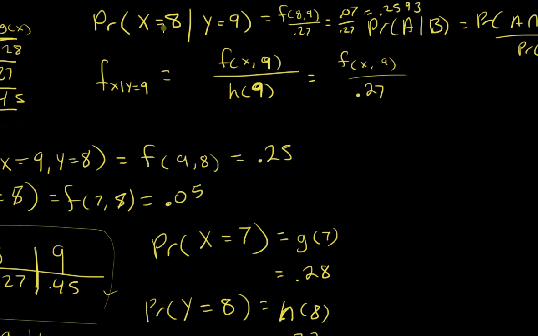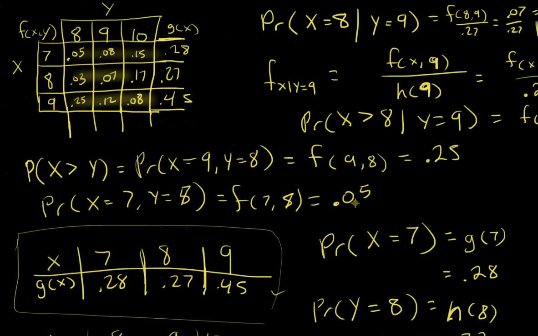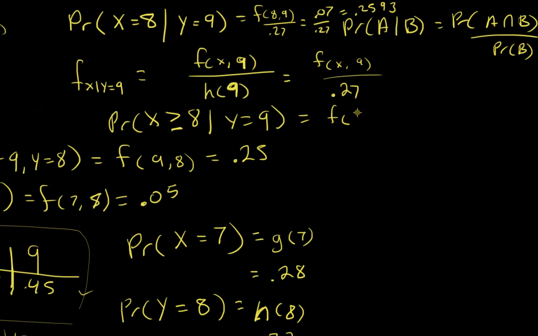Also, you should be able to handle the probability that x is greater than 8 given y equals 9. It's the same thing, except we'd have to consider all the different values that are greater than 8. Actually, let me do greater than or equal to. So x could be 8 or x could be 9, and you'd have to add those two up. So this would be f of 8 comma 9 divided by 0.27 plus f of 9 comma 9 divided by 0.27. And you can figure that out. Look at the table, the same way we figured this out.